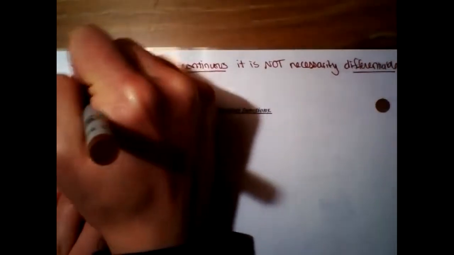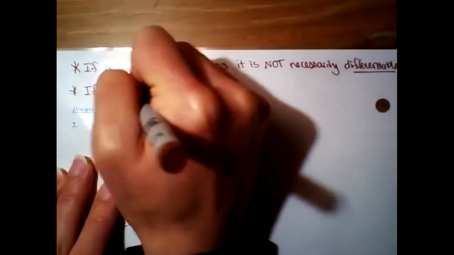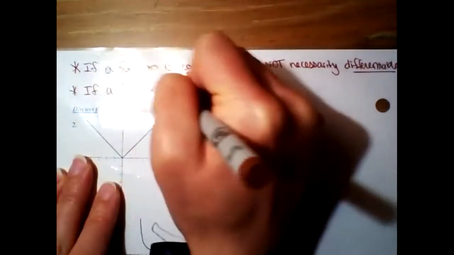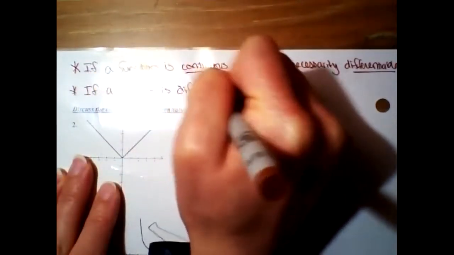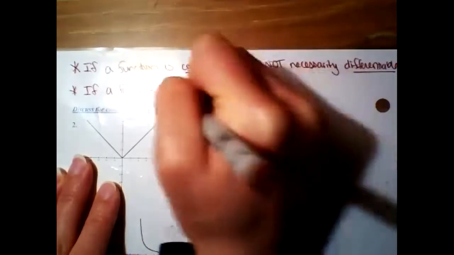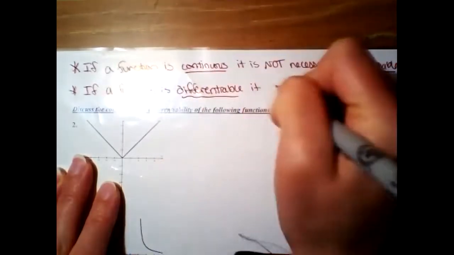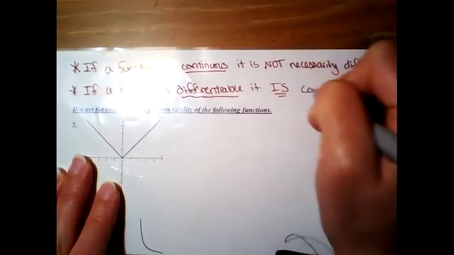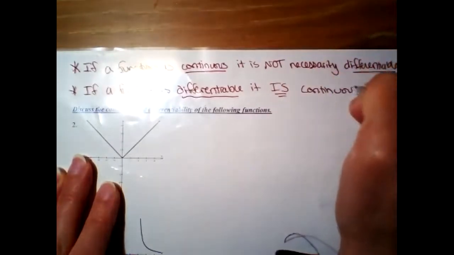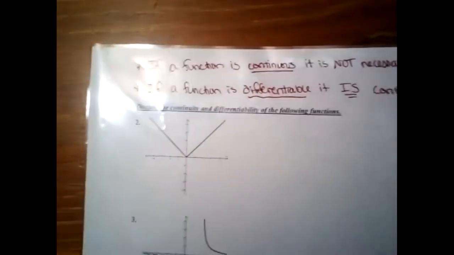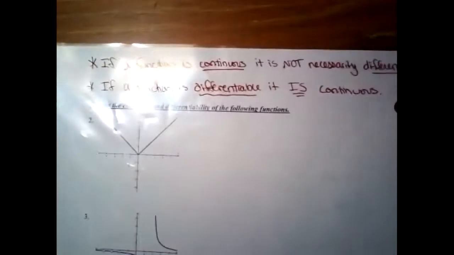But if a function is differentiable, it is continuous. So if a function is differentiable, then it is continuous. It would have to be. If you can get a derivative at a point, your function has to be continuous.